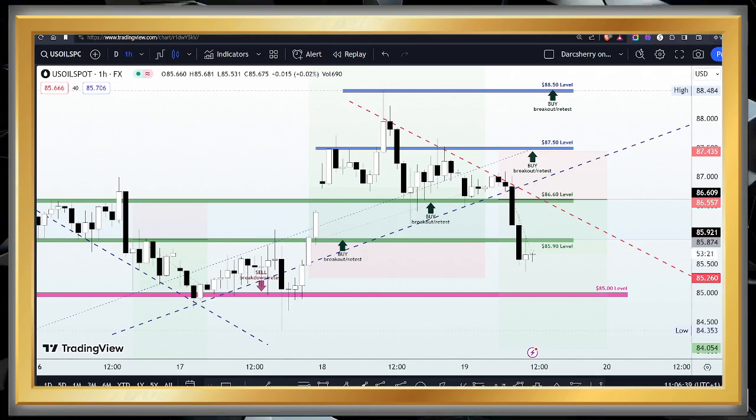Since the beginning of the week, we have been monitoring four major assets, which include the US Spot, the US Tech 100, which is popularly known as the Nasdaq. We also have the GBPUSD and the XAUUSD, which is popularly known as the gold spot. And in fact, we've been doing pretty well across the major assets.